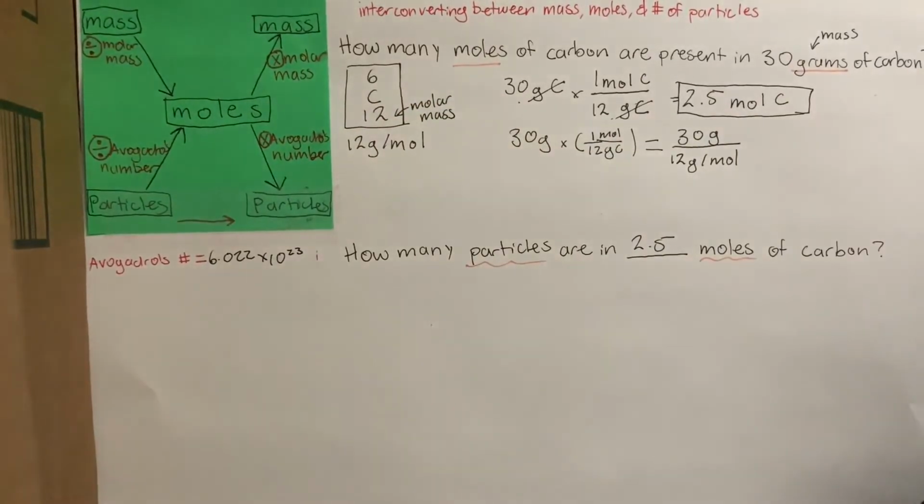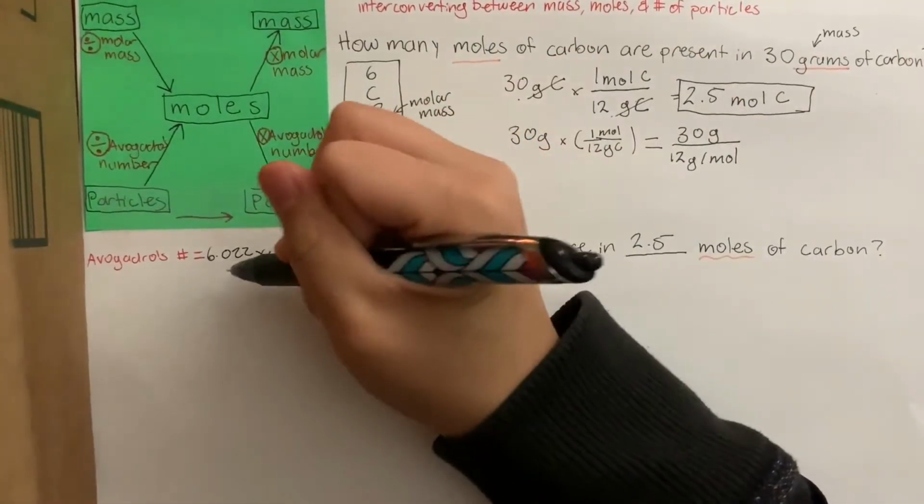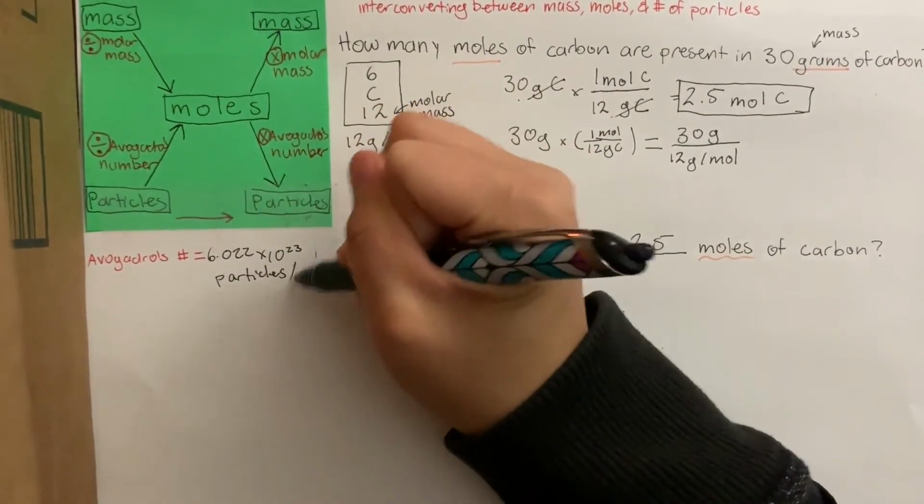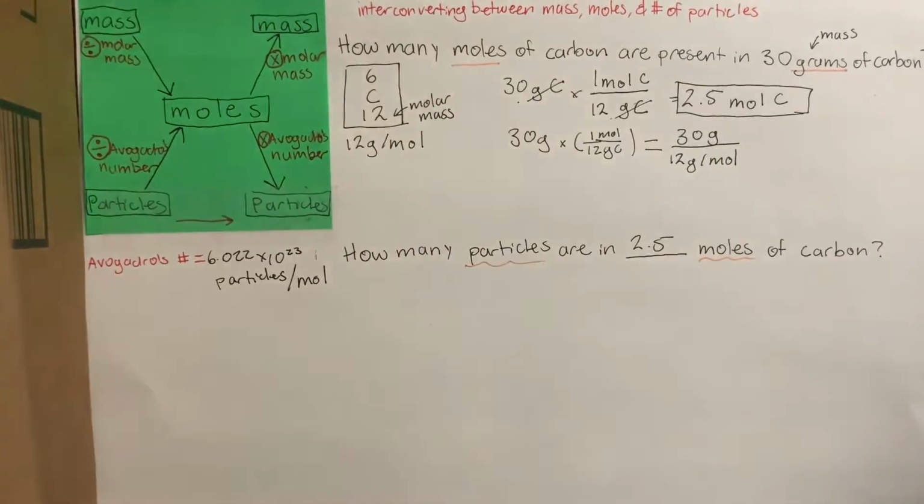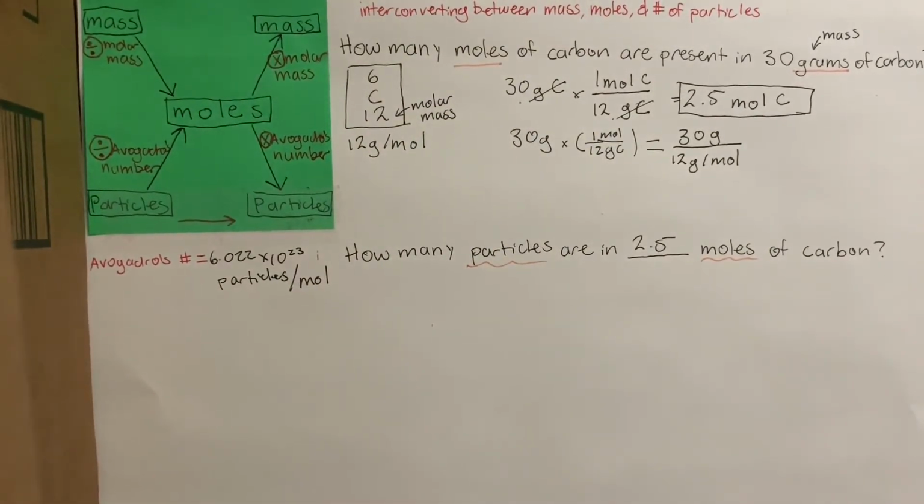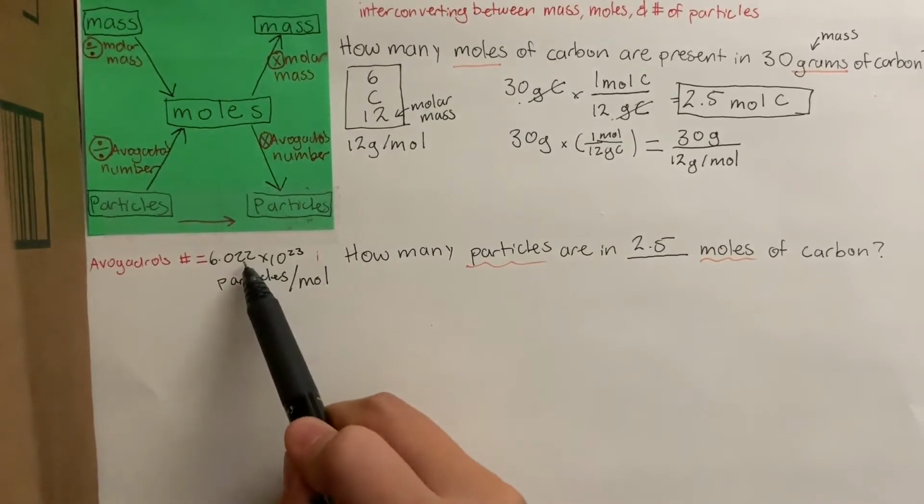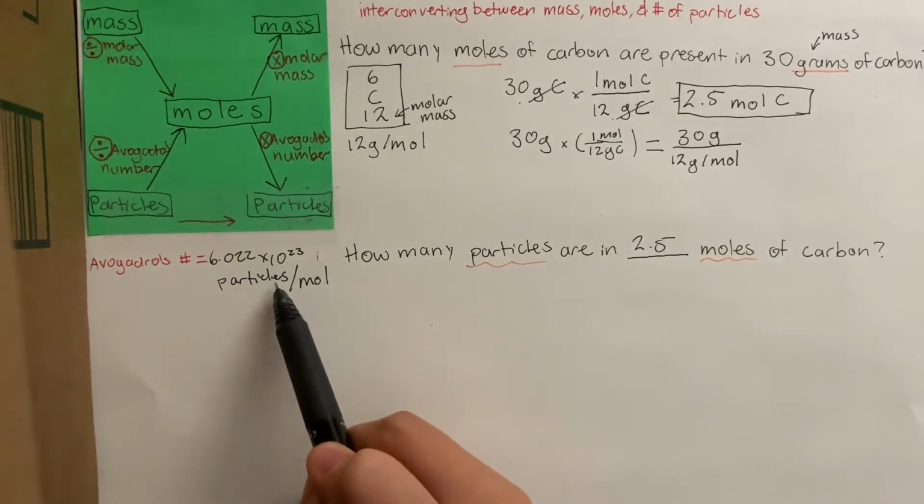The units are particles per mole. So this is just a constant, just similar to how 1 dozen is equal to 12. 1 mole is equal to 6.022 times 10 to the 23rd particles.